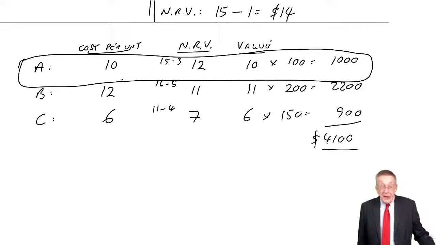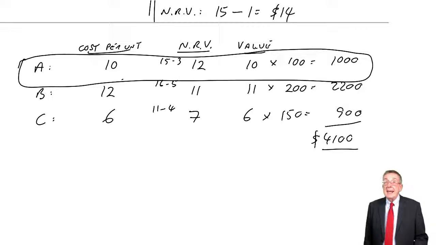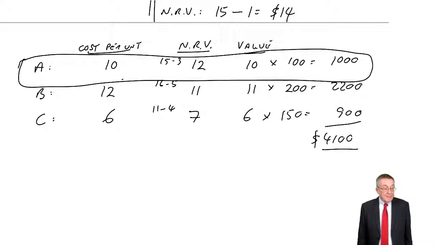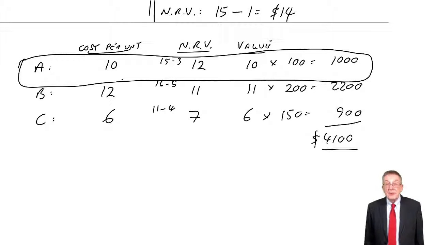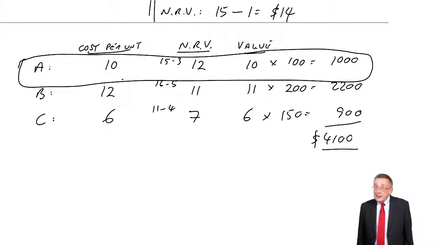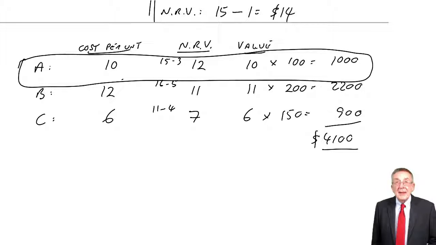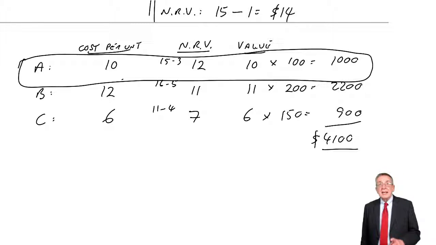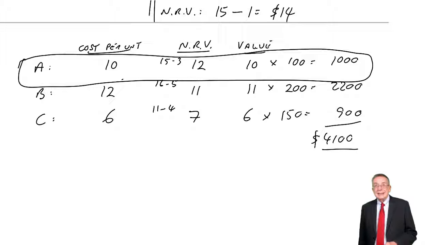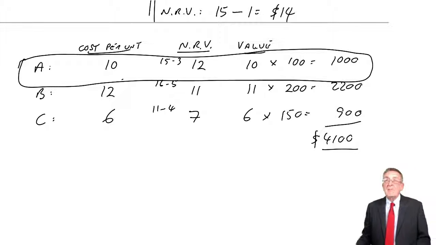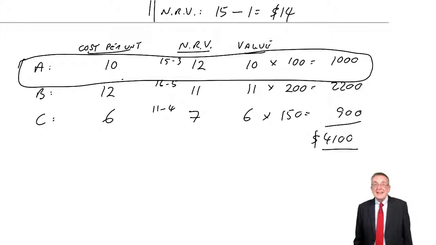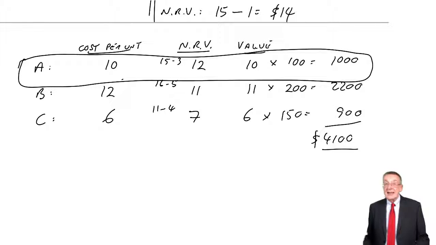All right, so that's the first rule in the accounting standard. Always value at the lower of cost and net realisable value. The second rule, though, takes a little bit more work. It's how we decide what the cost actually is. Now, if you're wondering why that's a problem, well, I'll explain why in the next lecture and how we deal with it.